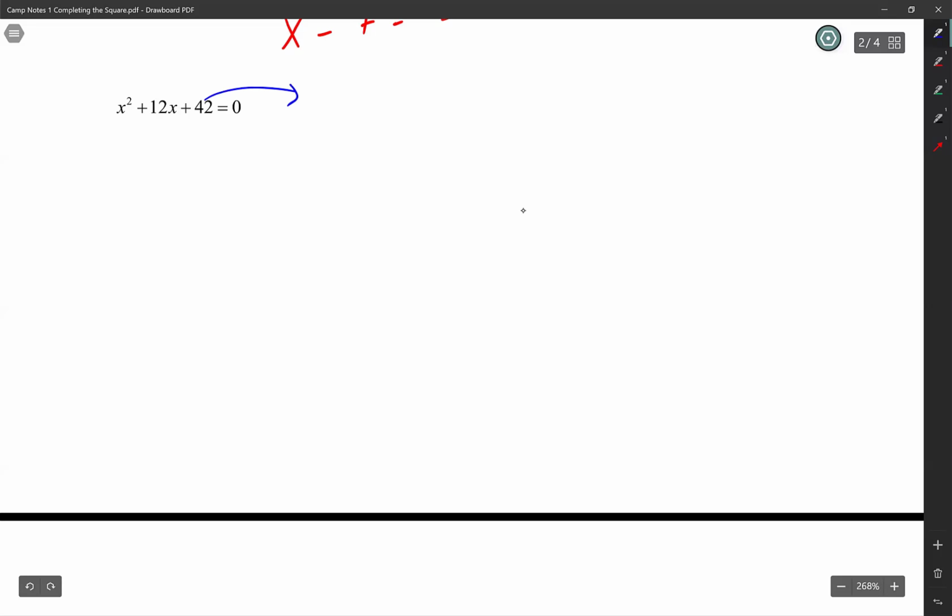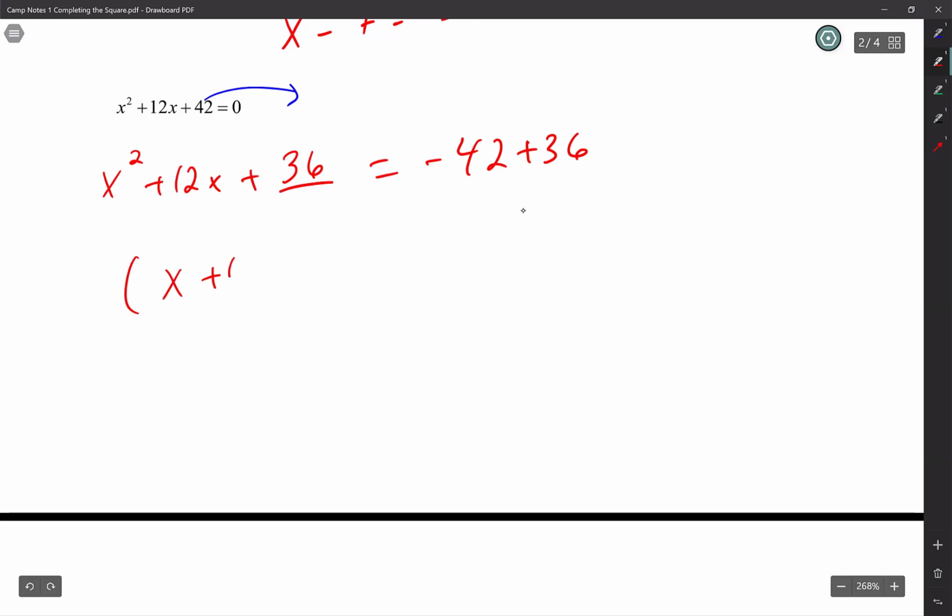So I'm going to move the 42 to the right. When I do that, you get x squared plus 12x plus something in a little bit equals negative 42. Now 12 divided by 2 is 6, and 6 squared is 36. So I'm going to write plus 36 plus 36. This trinomial reduces to (x plus 6) squared equals, the difference between 42 and 36 is 6. The negative is larger, so I'm going to put negative 6.